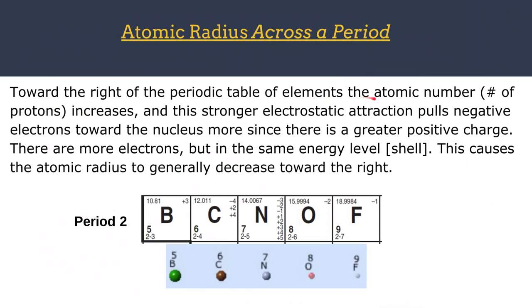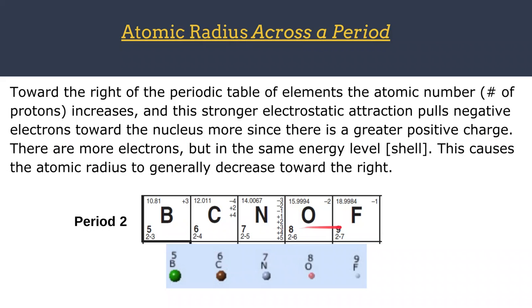As you go towards the right of the periodic table, the atomic number, the number of protons, increases. So this means that there's more and more positive charge. So this stronger electrostatic attraction pulls the negative electrons in towards the nucleus since there is a greater positive charge.